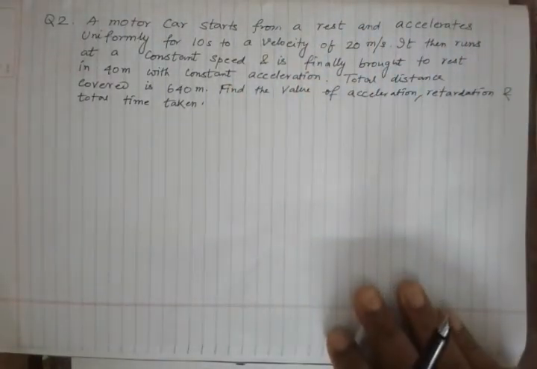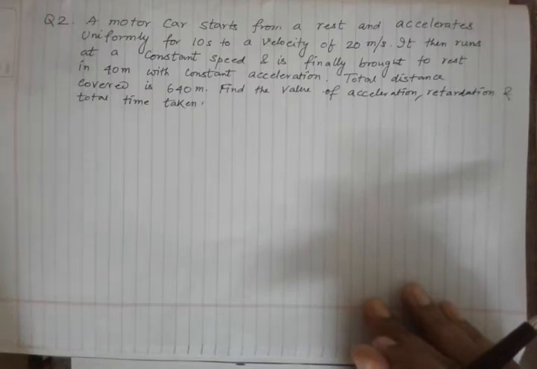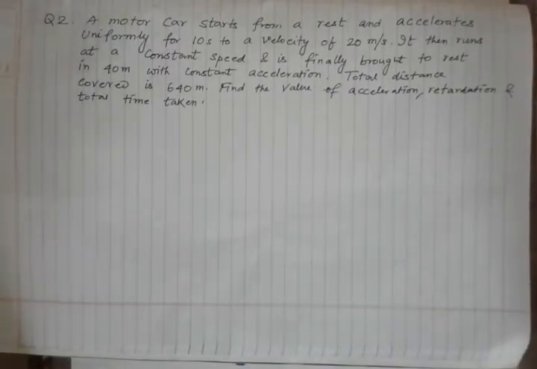Okay. So a motor car starts from a rest and accelerates uniformly for 10 seconds to a velocity of 20 meters per second. It then runs at a constant speed, and it is finally brought to rest in 40 meters with a constant acceleration. Total distance covered is 640 meters. Find the value of acceleration, retardation, and total time taken.